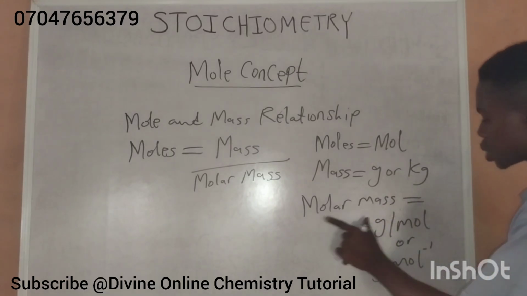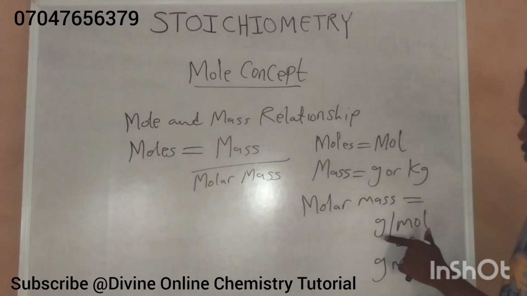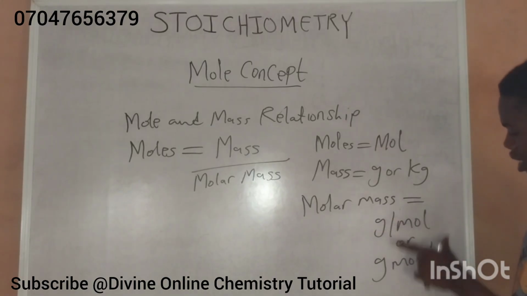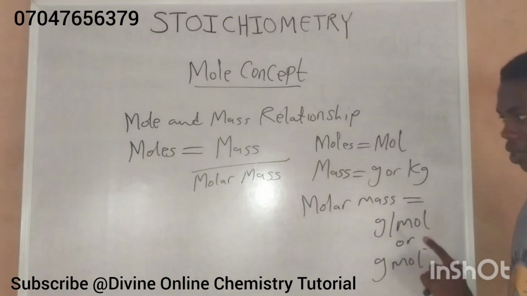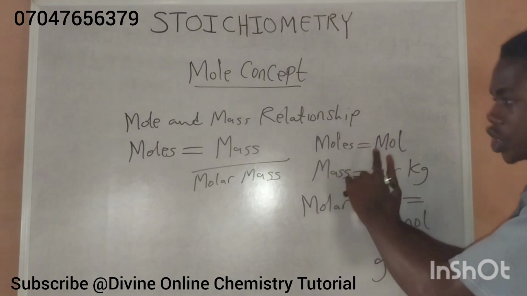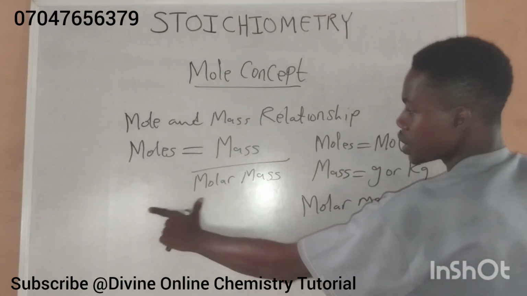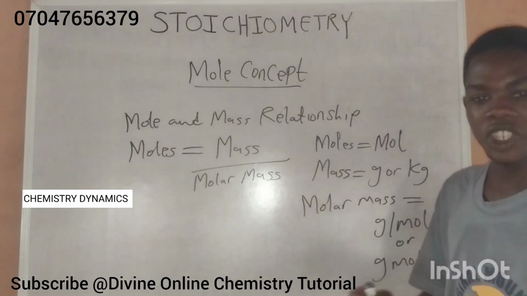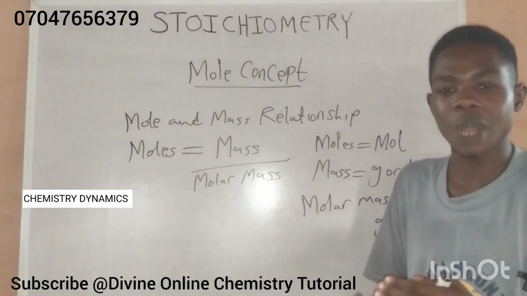While the unit of molar mass is gram per mole. You write it like this, gram per mole, or gram per mole raised to the power -1. Whichever one is correct. So under mole and mass relationship, please take note of this formula. It's very essential under stoichiometry. Now we'll be moving straight away to the next relationship.